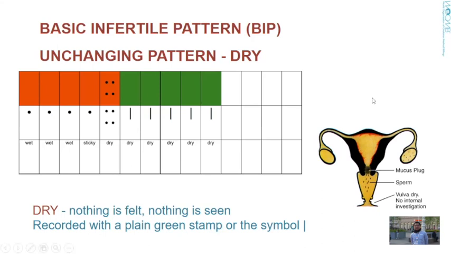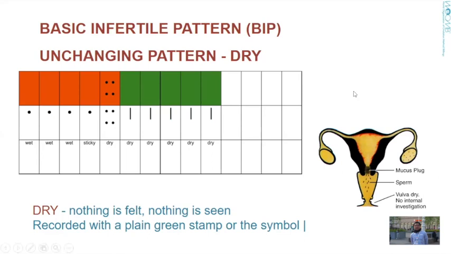So this is BIP. Please refer to our slide. During the days of BIP, look at the diagram at the right. Cervix is closed. Look at the color of the BIP. If you will be doing the charting, it is color green. And if you don't have a color, what would be the symbol that you can use? A vertical line. So take note of the sensation.